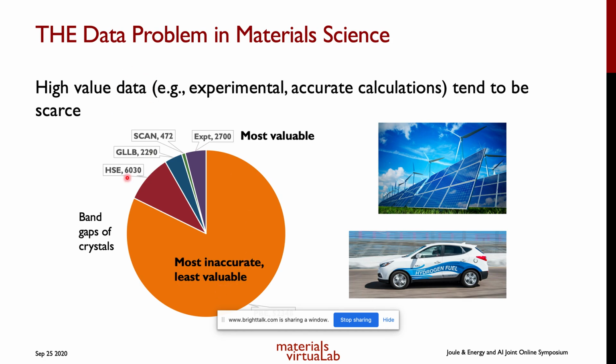So this is the band gap of crystals. What you see is that, for example, for PBE data, we actually have a fairly large quantity of data. However, when we talk about more accurate calculations like HSE, GLLB-SC, or SCAN, the data size is significantly smaller. And when we talk about the most valuable data, which is the experimental data, that tends to be one of the smallest data sets. Basically what we want to do is build a model that allows us to model this high-value data as accurately as possible.